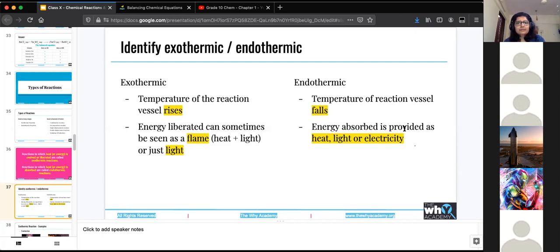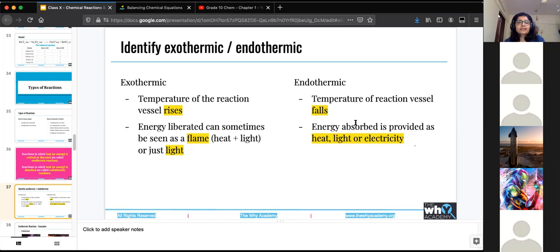If the reaction mixture absorbs heat on its own from the surroundings, you will see that the temperature of the reaction vessel falls. Otherwise, you will need to manually provide it. Heat is a form of energy that you're providing. If you need to heat something for the reaction to take place, that's endothermic.